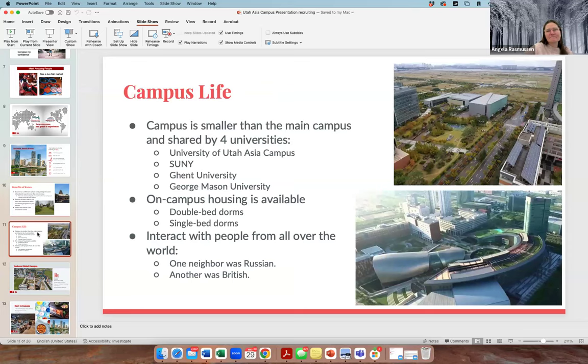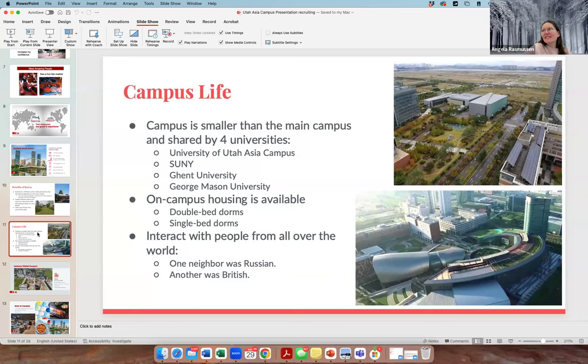So just a little bit of campus life. You will be on the IGC, which stands for the Incheon Global Campus. Essentially, it's a campus smaller than the main campus, but it's still kind of big. It's shared by us, SUNY Ghent, which I believe is Belgium, and George Mason University as well. And there is on-campus housing, so you don't have to worry about rent and whatnot. That's a view out of the room too. Yeah, this was actually the view from my room in the fall. I just looked out the window. That's what I woke up to.